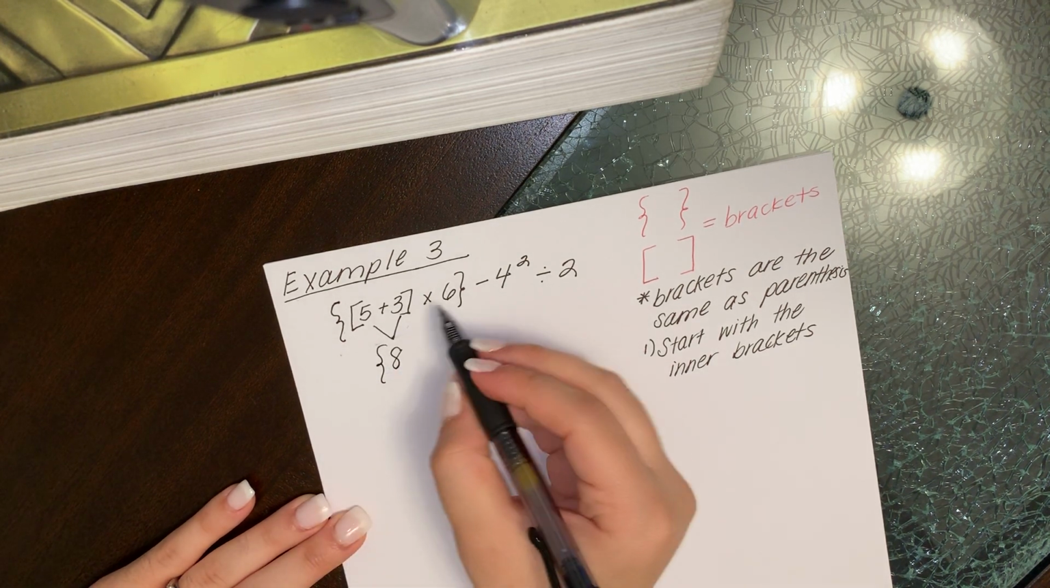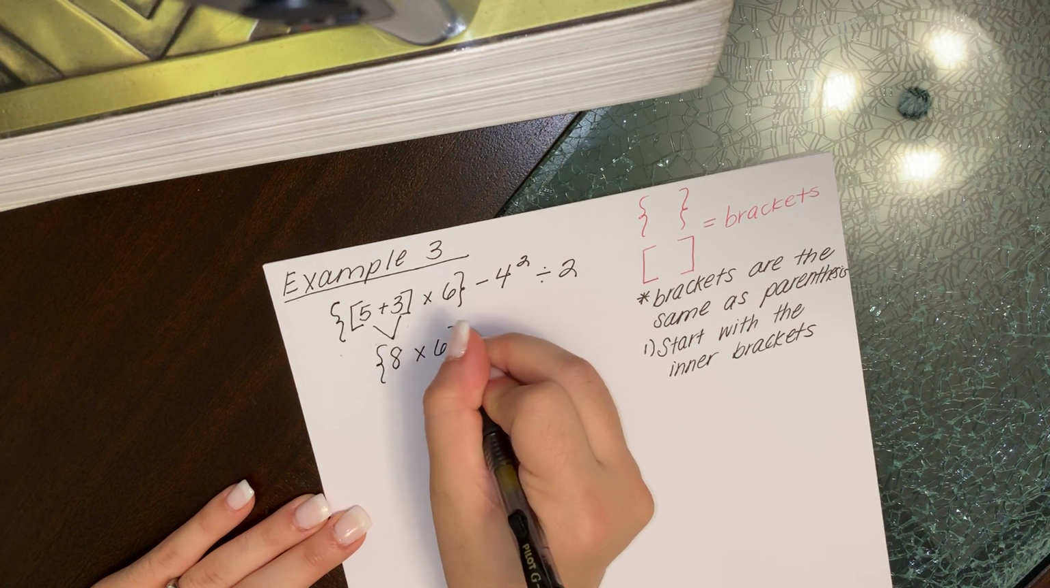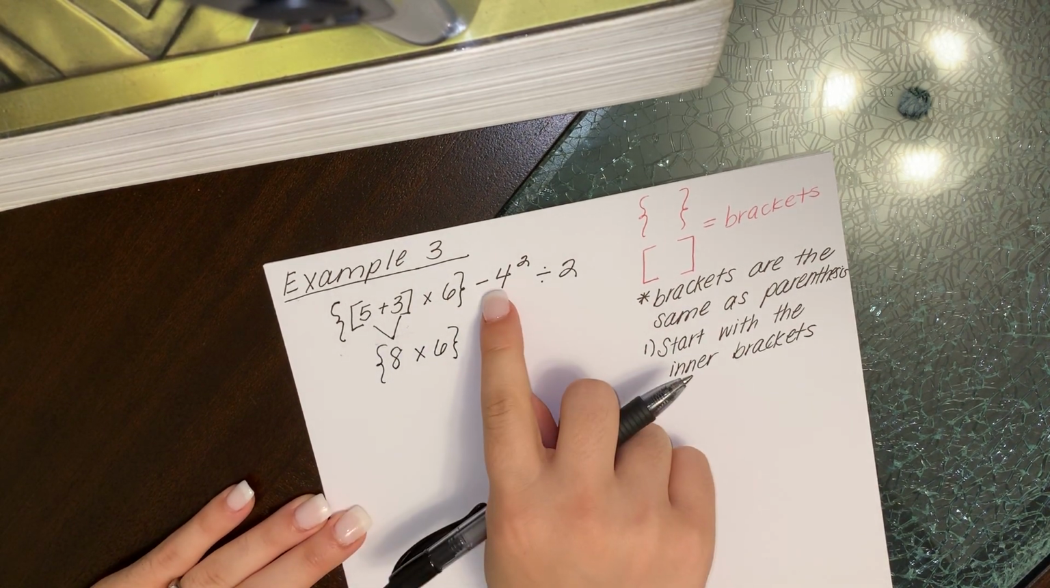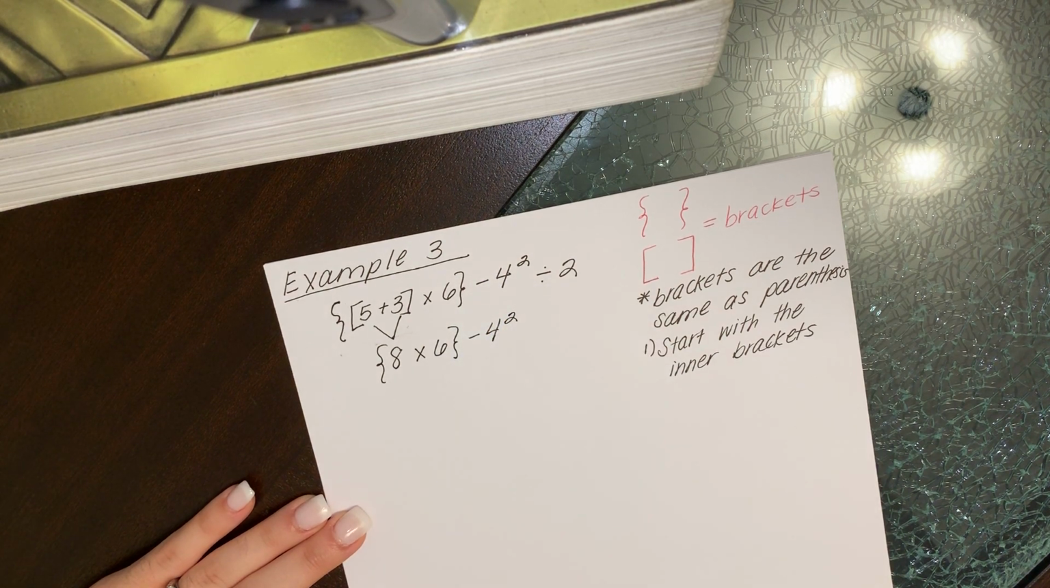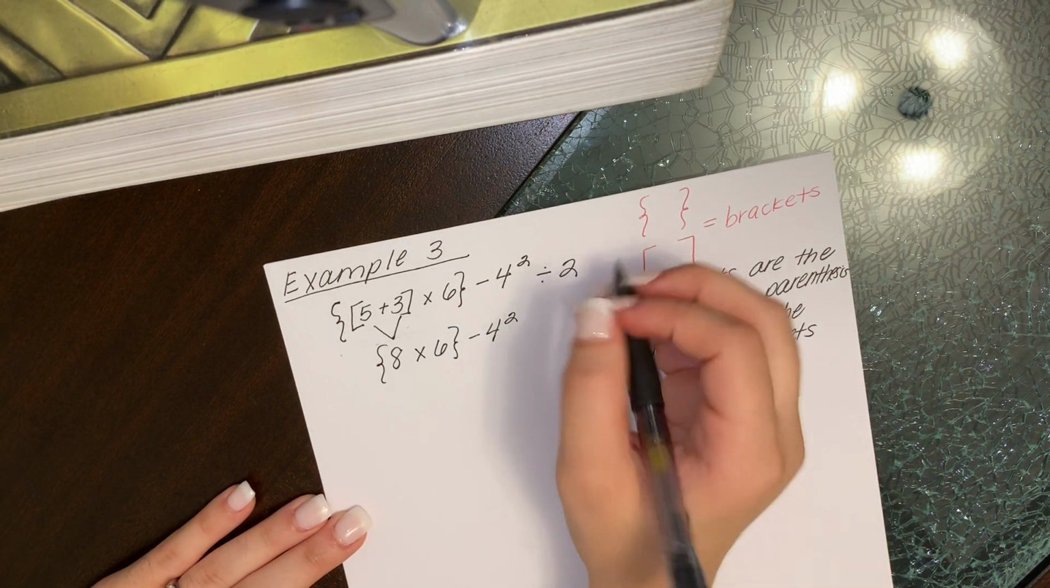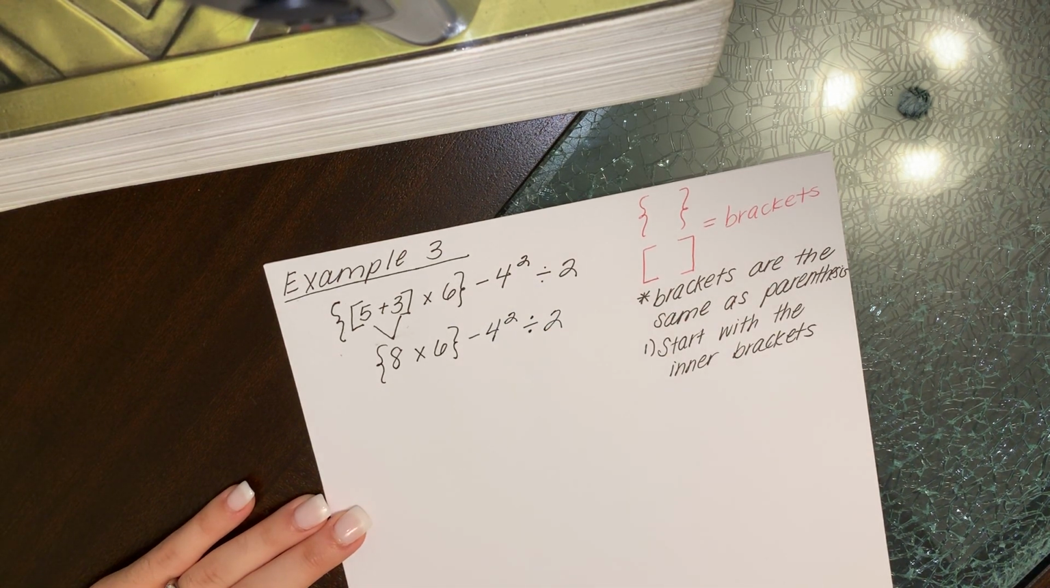And we have 8. Did I touch the times 6? Nope. So I need to write it all out. Did I touch the minus 4 to the second power? Nope. Still need to write it out. Did I touch the divide by 2? Nope. Still need to write it out.